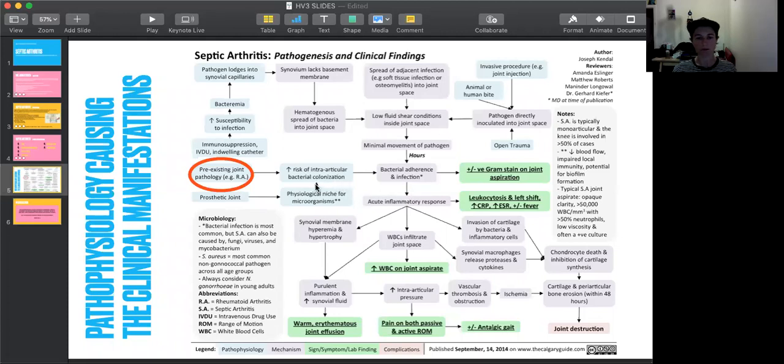Once the joint becomes infected, the acute inflammatory response begins. This inflammatory response causes fever, which is one of the main clinical manifestations experienced by Mr. D'Souza. So Mr. D'Souza is febrile. His temperature is 38.7 degrees.